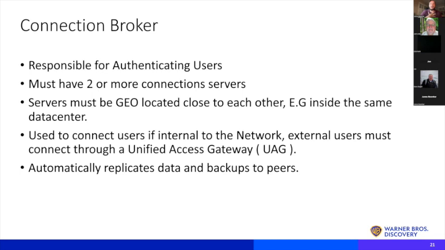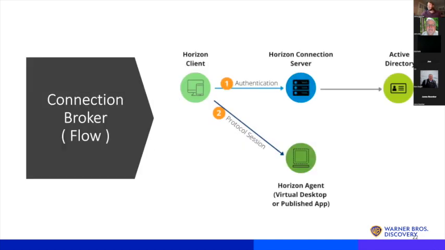That's one of the learning lessons we found very early on when we started deploying machines up in Hudson Yards. They need to be inside the same data center, or things are out of spec and they won't work quite right. Users connect to these connection brokers if they're internal and they don't need to use a UAG. They automatically back up and replicate to their peers. So you can make a change on one, it automatically is going to make those changes on the peer connection brokers.